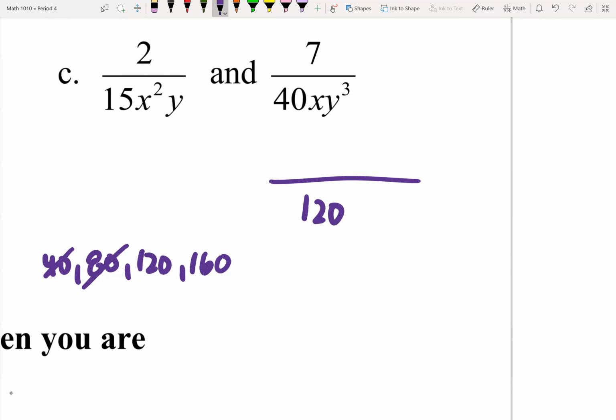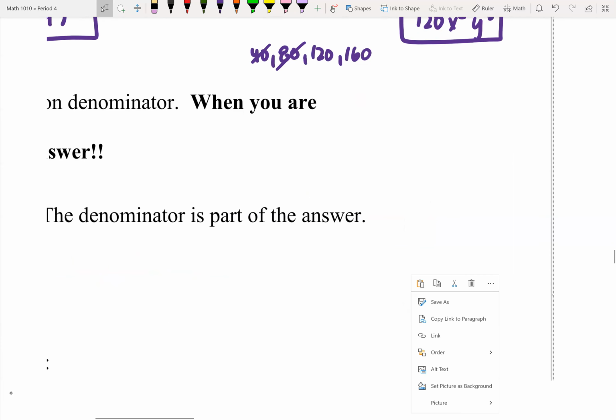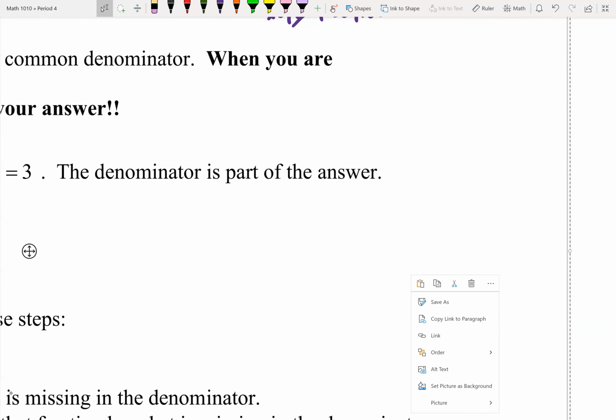How many x's do I need? Everybody in the room just shout that out. 2. I need 2. Yes. How many y's do I need? 3. I need 3. That's my answer. That's my least common denominator. Done. Okay, who says this is easy? Let me see. Okay, good.